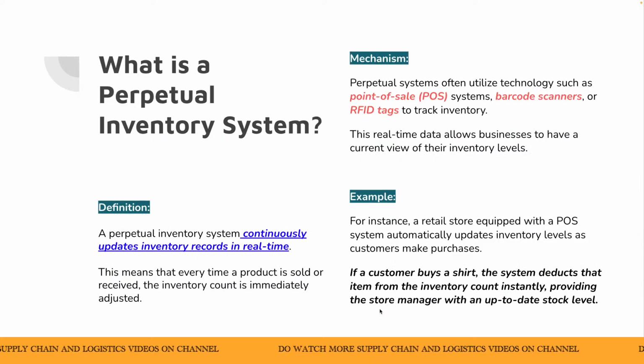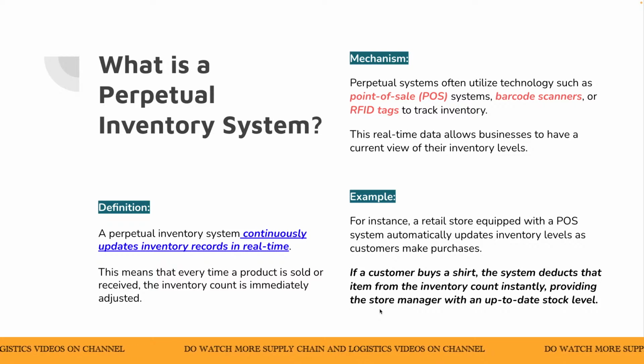Let's go ahead. So what is the perpetual inventory system? If you check the definition, the perpetual inventory system continuously updates inventory records in real time. As the name suggests, it is perpetual. You update your records each and every time you sell or receive anything. You want to be updated at the point in time something goes out of your warehouse or something comes into it. So this is the perpetual inventory system.